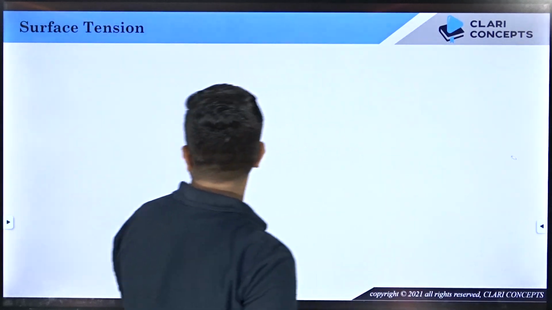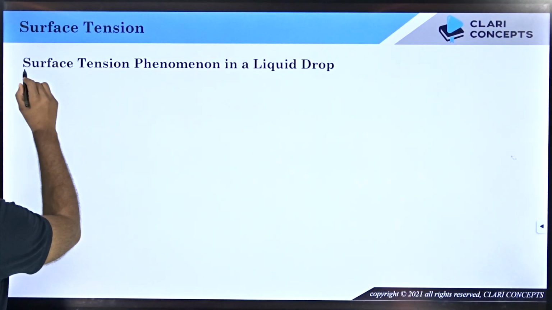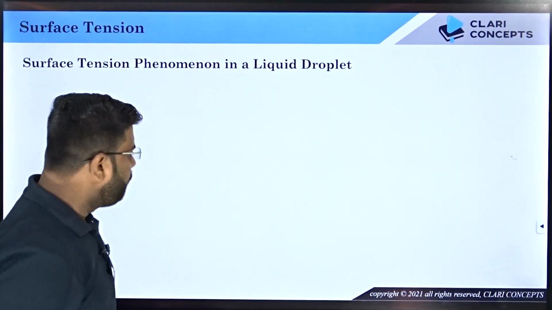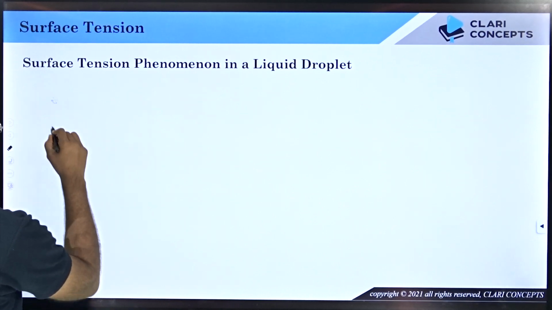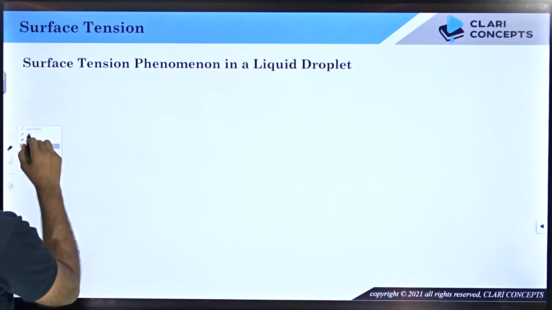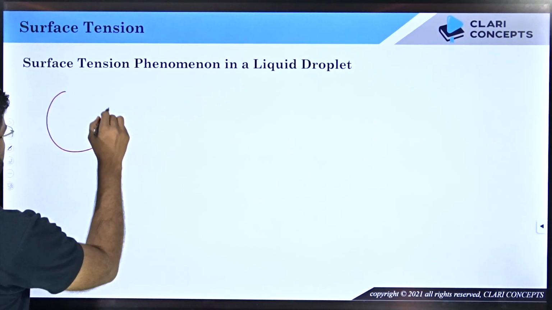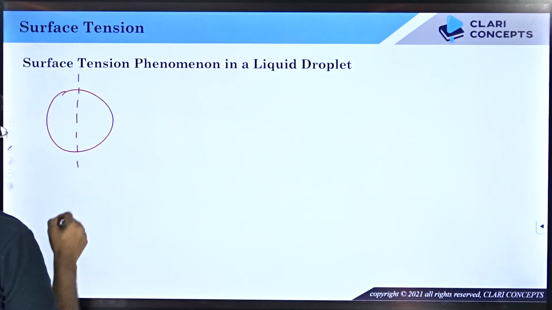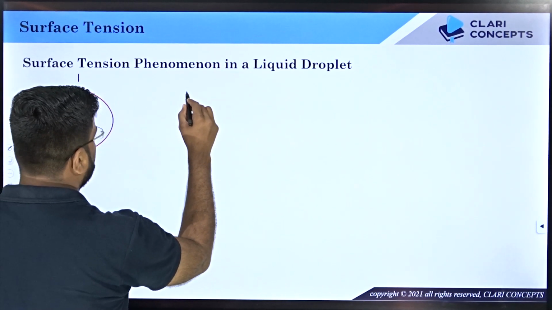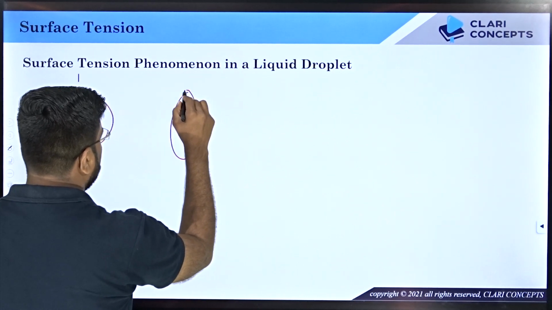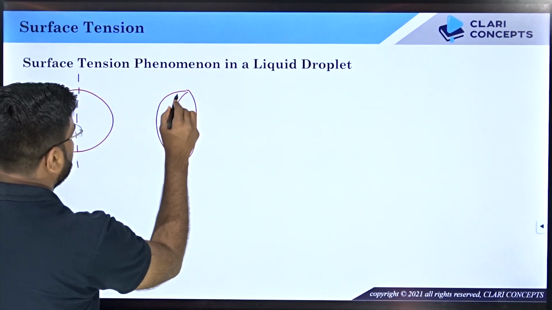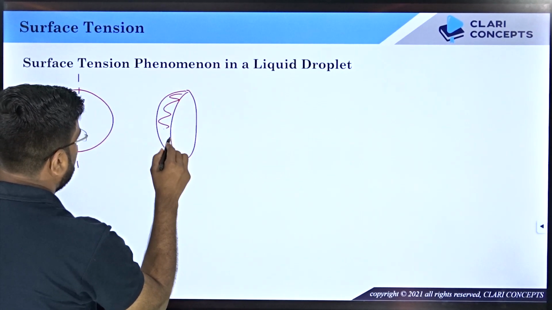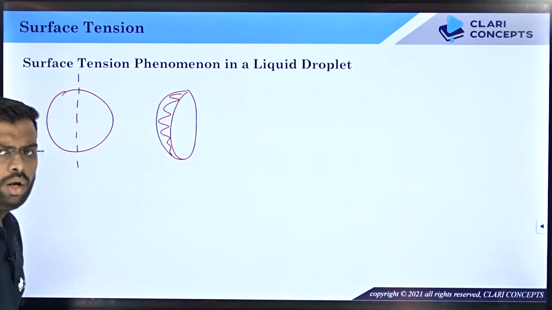Okay, now let us talk about the first case. We will study surface tension phenomena in a liquid droplet. First let me draw a droplet. Let us suppose this is a liquid droplet, a circular one, and I will cut the droplet into 2 halves and study the behavior of only the first half. A liquid droplet is entirely filled with water molecules.